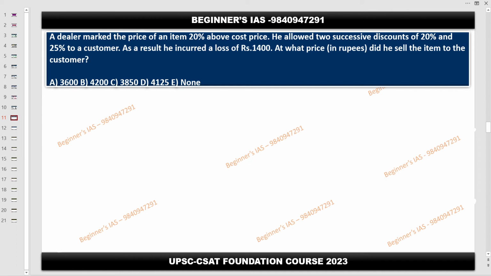A dealer marked the price of an article 20% above the cost price. He allowed two successive discounts, 20% and 25%, to the customer. As the result, he incurred a loss of rupees 1400. At what price in rupees did he sell the item to the customer?